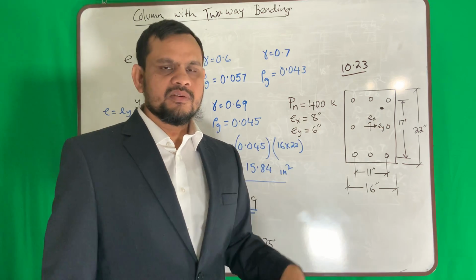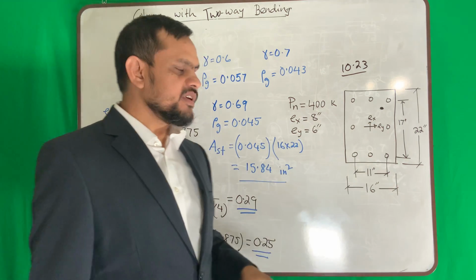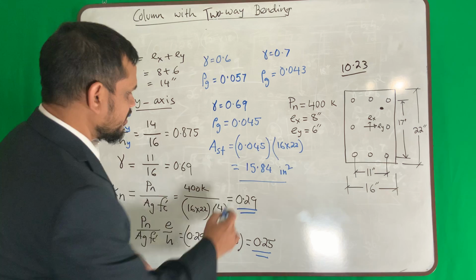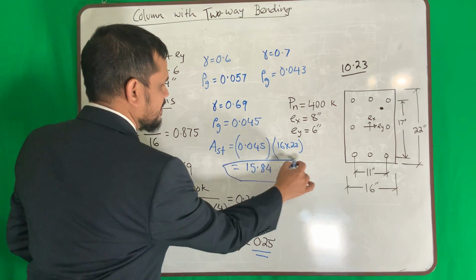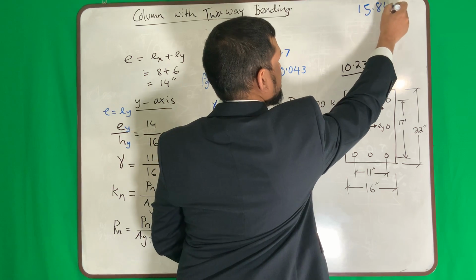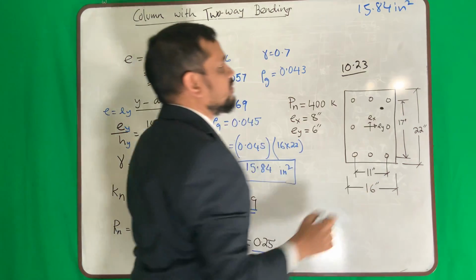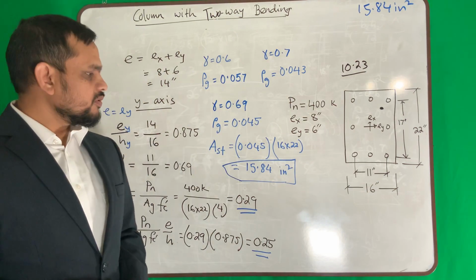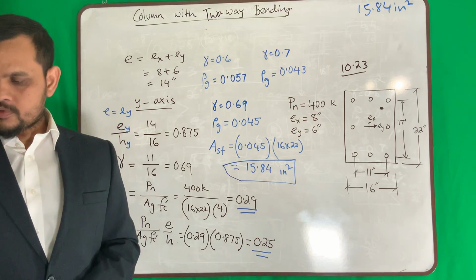If your column is square, then no problem, both ways are the same. So memorize or at least remember this value. Okay, I am writing this value so that when we design the column in the revised way, we will compare our amount of reinforcement.